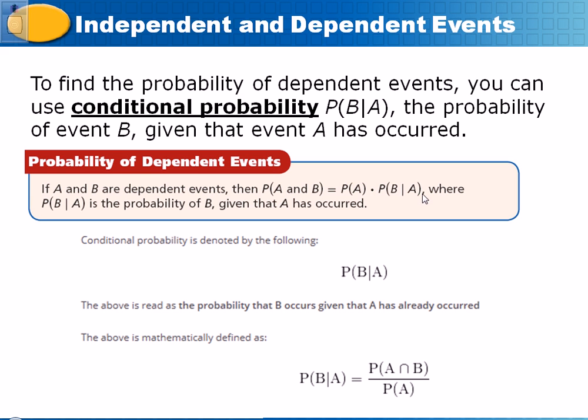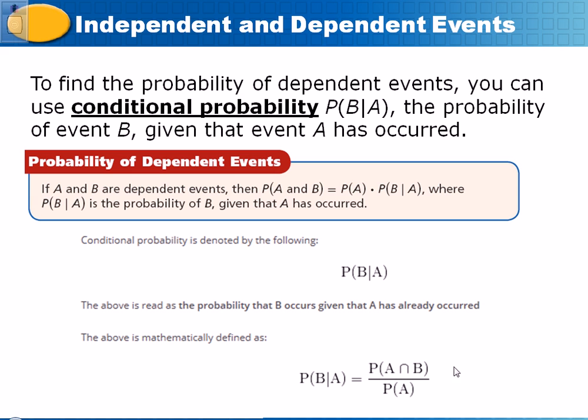Okay? No, it's not getting hard. It just looks weird. All right. So what this ends up being is the intersection of the two, the probability of the intersection over the probability of the given. The probability of the intersection over the probability of the given.